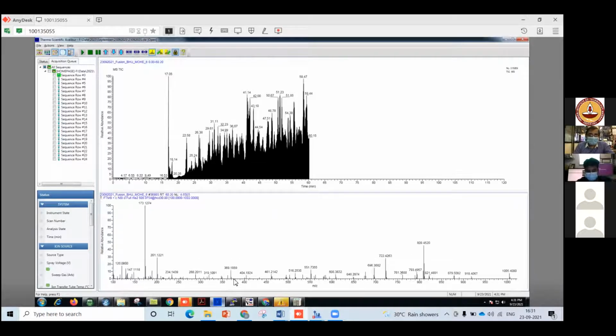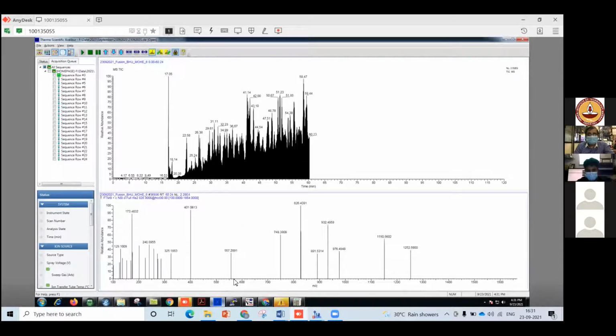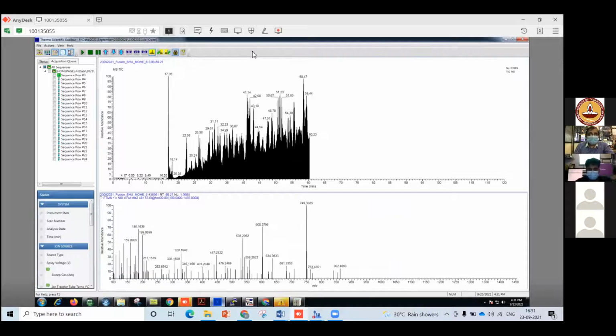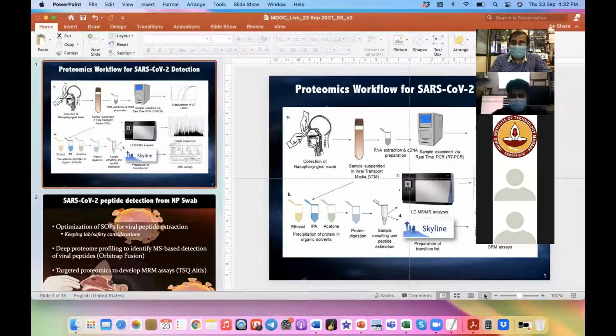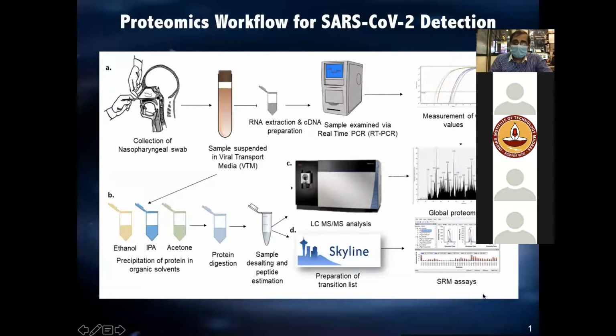Let me share my screen quickly and try to give you some idea of the experimental workflow. So in this case, when the patient swab sample was collected, the real-time PCR experiment happened, which determined the CT value, which you're all aware of by now.